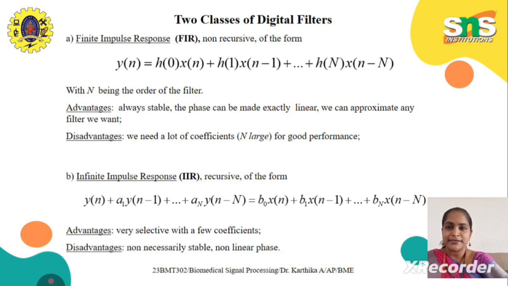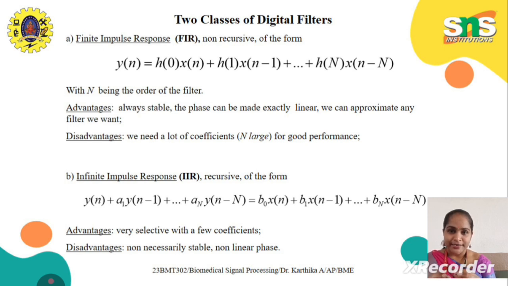The finite impulse response FIR filter is non-recursive and has the form y of n equal to h of 0 multiplied with x of n plus h of 1 x of n minus 1 plus etc. up to h of N x of n minus N. Here N is the order of the filter. The advantages are that it is stable, and the phase can be made exactly linear. We can approximate any filter we want with the help of FIR filters. The main disadvantage is we need a lot of coefficients for good performance.